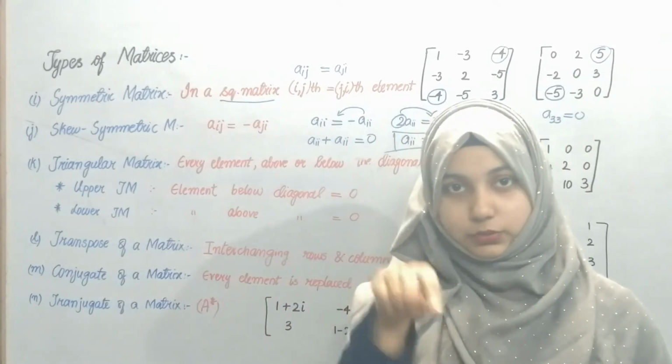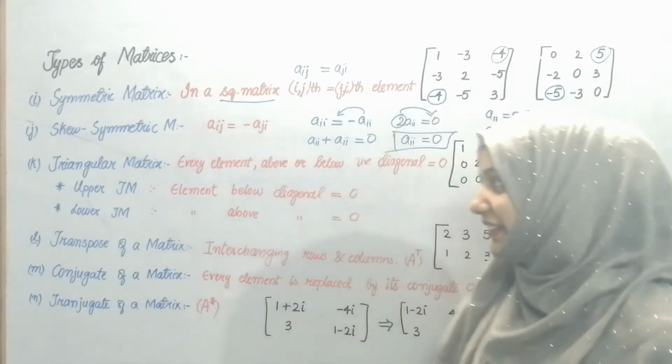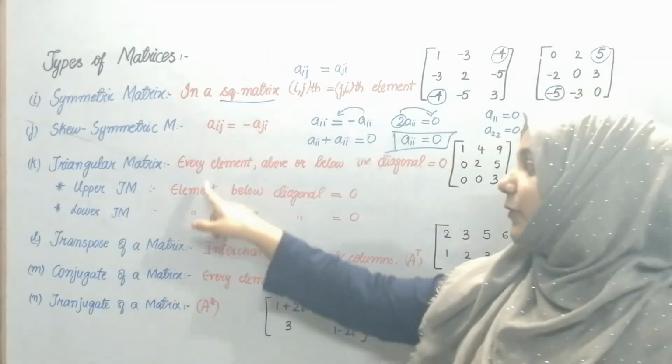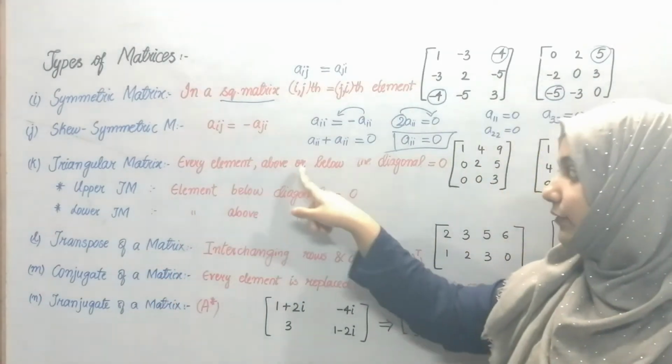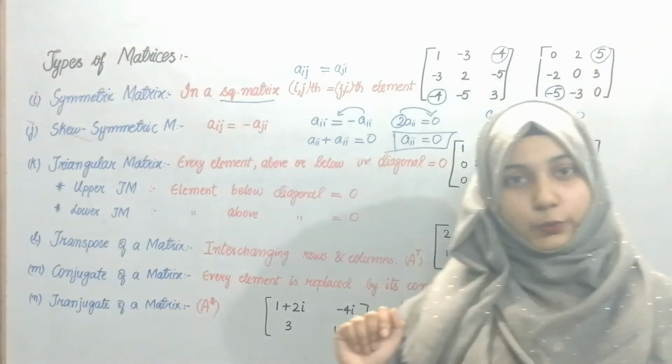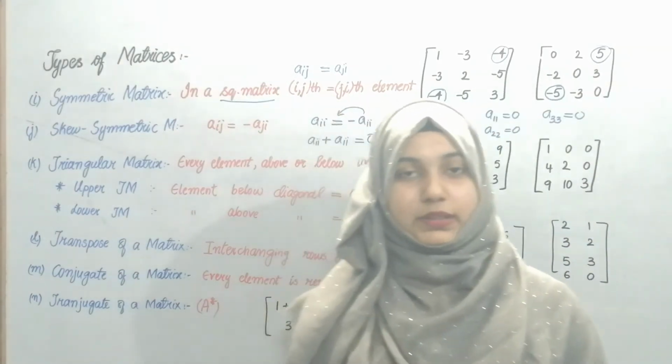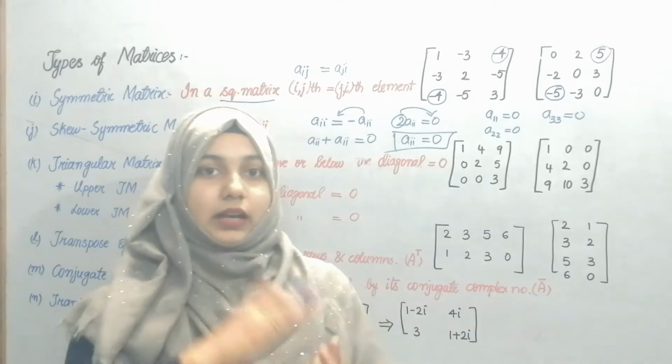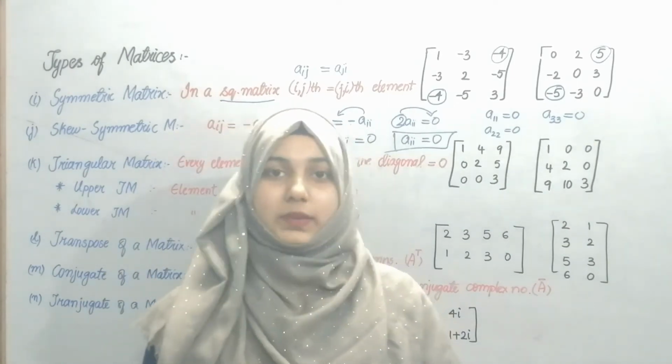Next one, triangular matrix. Triangular matrix, it won't be like a triangle. The elements will be in a triangular form. Here, every element above or below the diagonal element is 0. Okay, we have got a diagonal element. The elements above or below the diagonal element will be 0.